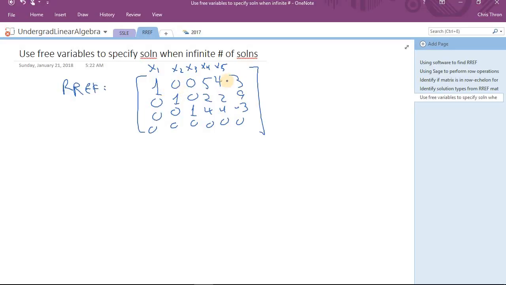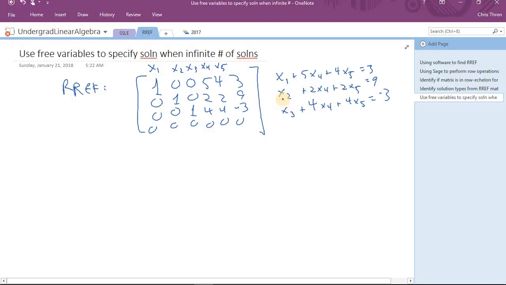Now, all you have to do is write this out in equation form. I have 1x1 plus 5x4 plus 4x5 is equal to 3. Then I have 1x2 plus 2x4 plus 2x5 is equal to 9. Then I have 1x3 plus 4x4 plus 4x5 is equal to minus 3. All right, so I've got these equations here.